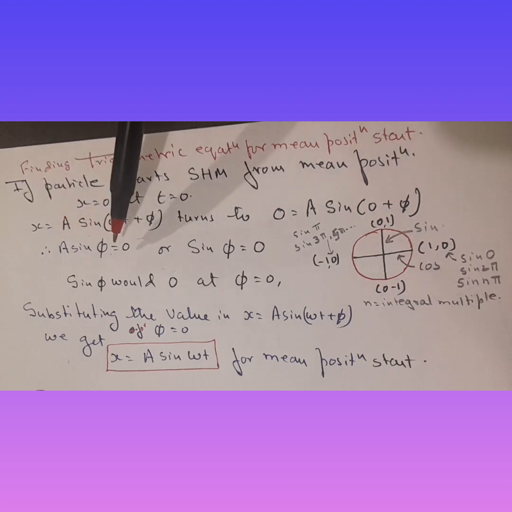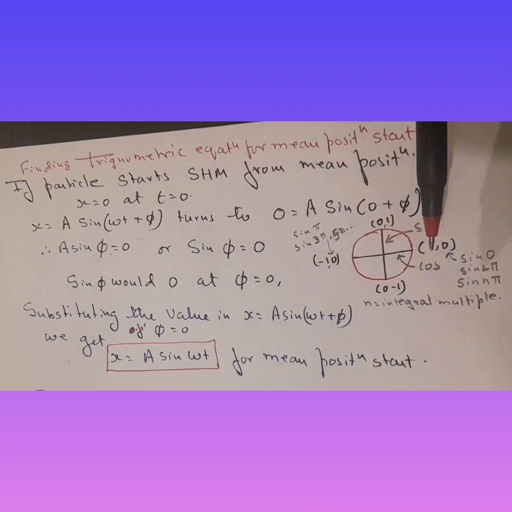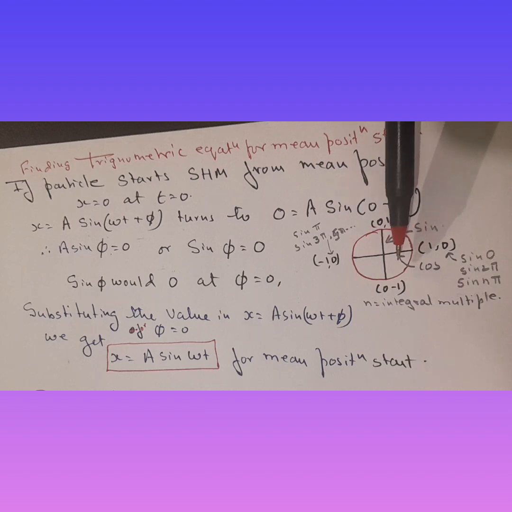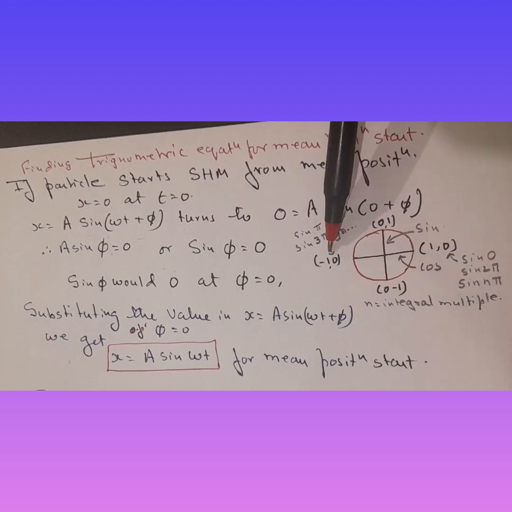So a sine phi is equal to 0. Here a is the amplitude, so sine phi has to be 0. So when is sine phi 0? Sine phi is 0 when phi is 0. As per the trigo circle, we know that the y-axis is sine and the x-axis is cos, so this is sine 0, which is 0.